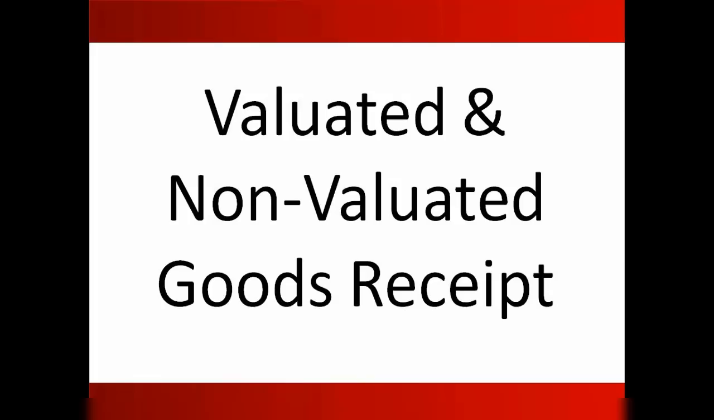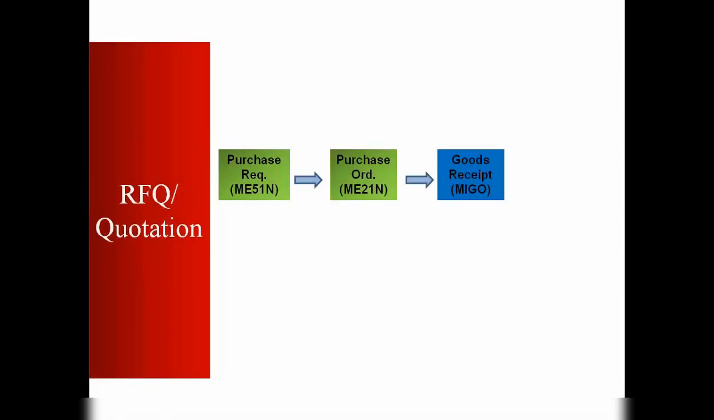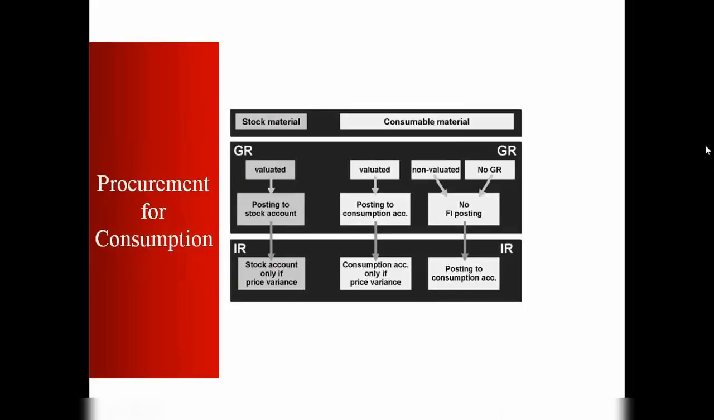Now let's see the valuation for valuated and non-valuated materials. This is basically the step here. First we create the requisition, then we create the order, and then the good receipt. So we're talking about the good receipt process. In the case of stock material, you have the good receipt and the invoice receipt. In the case of stock material, you can see they are valuated goods and the posting will happen here.